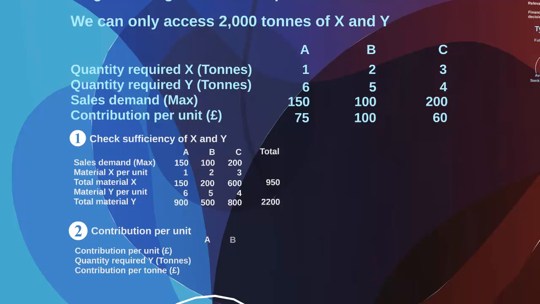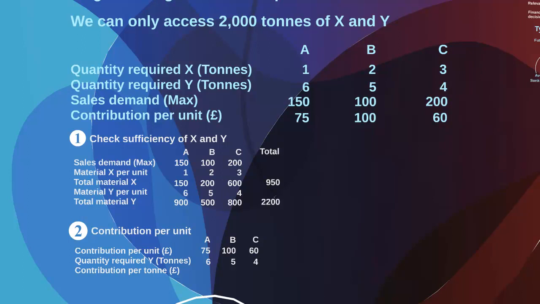So we know, when we look at our 3 different products, we have a contribution per unit for A of £75. We know that it requires 6 tons of material Y per unit. For product B, we have a contribution per unit of £100, and we use 5 tons of material Y per unit. And for C, £60 contribution per unit, and it uses 4 tons.